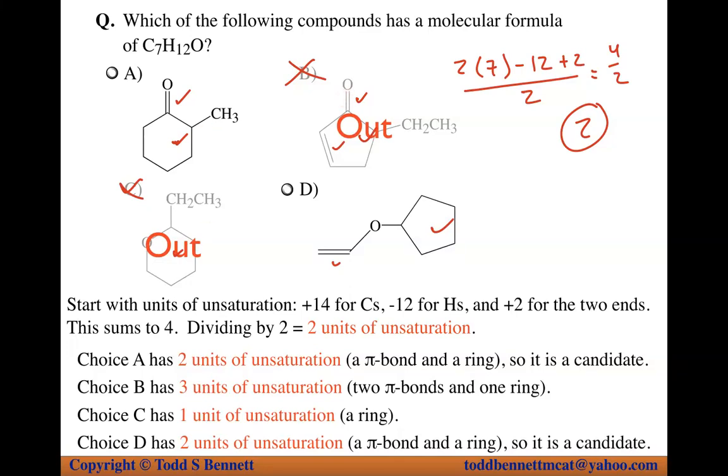So now let me just count carbons. I have, for choice A, 1, 2, 3, 4, 5, 6 in a ring, plus 1 there, so C7. This one has 1, 2, 3, 4, 5, plus 2 for the alkene, C7, so that part's good. 1 O, 1 O, so they're both fine, so I got to double check H's. 2, 4, 6, 8, 9, 12. This one works.